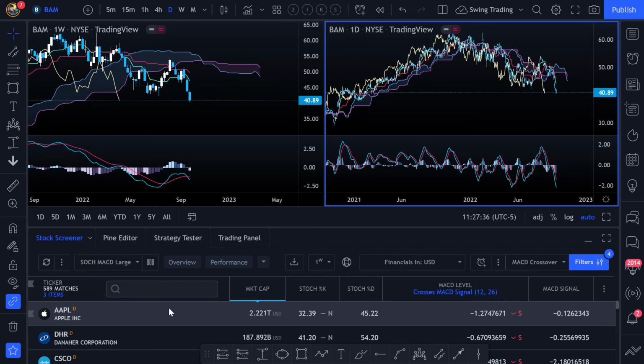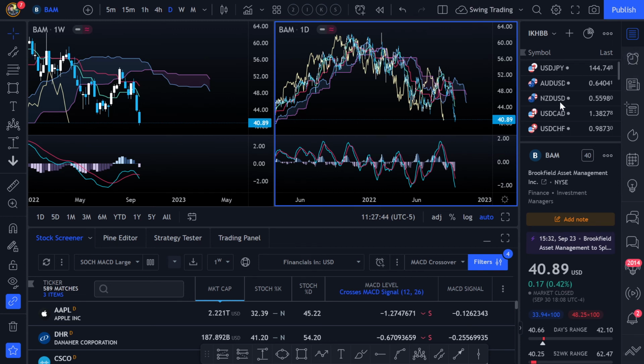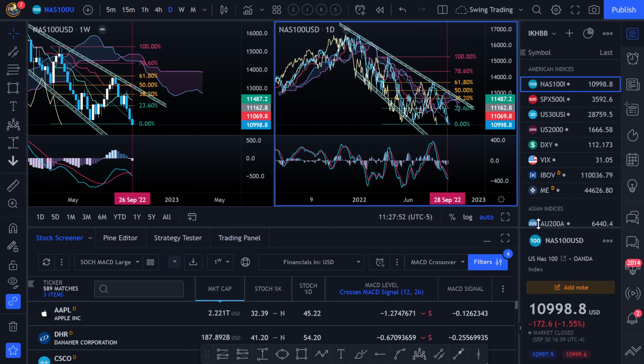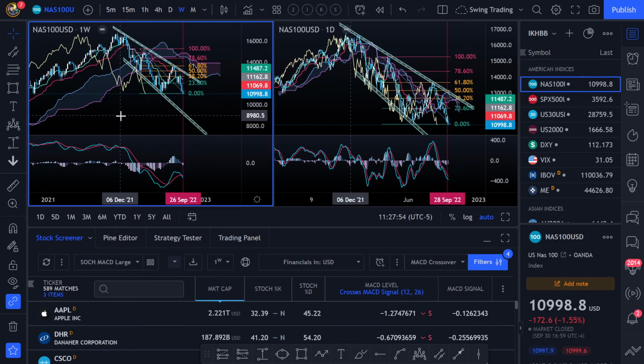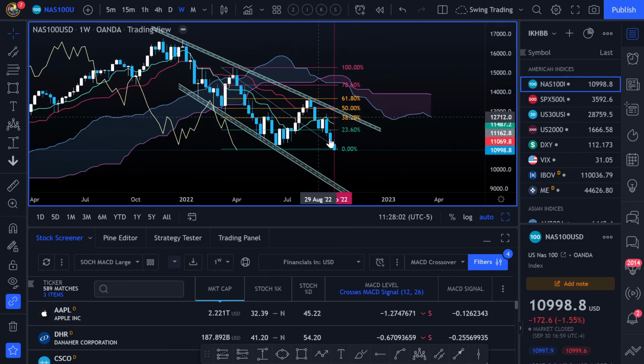And well, that's mostly because the Federal Reserve is increasing the interest rates, so the main American indices are experiencing a drop. So you can see that the Nasdaq 100 is right now testing the previous low back in June 13th. So looks like it will keep going lower.